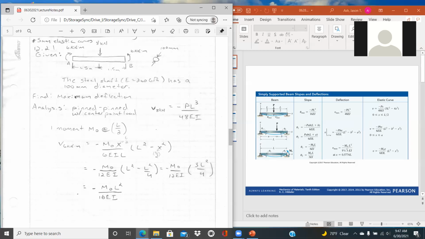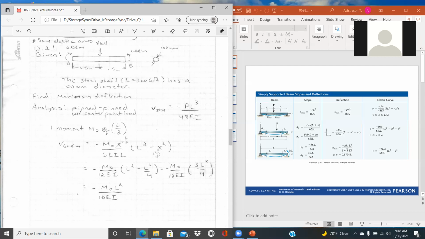And then we have the moment on that same page of the PowerPoint. We have a moment that's applied on the right hand side of the beam, which represents this one. And so we want to know what the displacement is at the center of the beam. And so for this problem too, everything is symmetric, so that forces the maximum displacement to occur at the center of the beam.